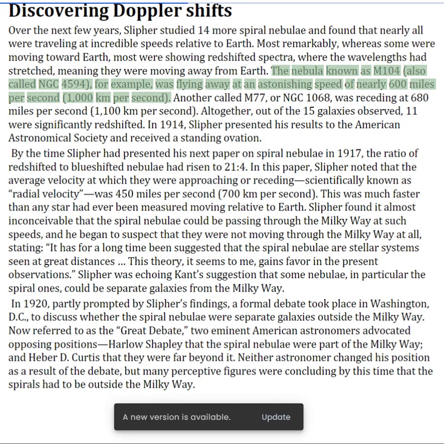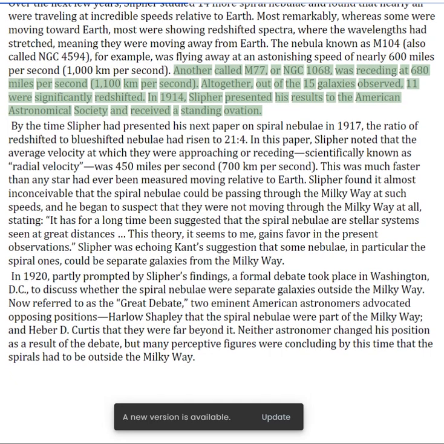The nebula known as M104, for example, was flying away at an astonishing speed of nearly 600 miles per second. Another called M77, or NGC 1068, was receding at 680 miles per second. Altogether, out of the 15 galaxies observed, 11 were significantly redshifted. In 1914, Slipher presented his results to the American Astronomical Society and received a standing ovation.